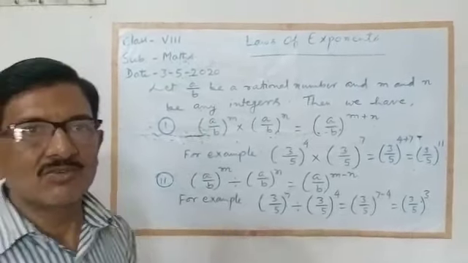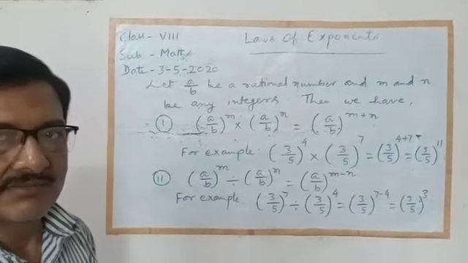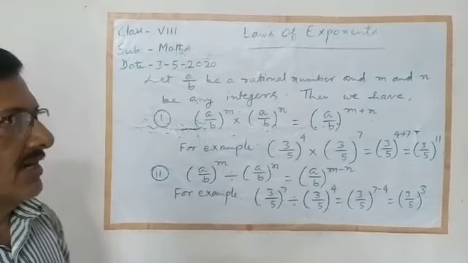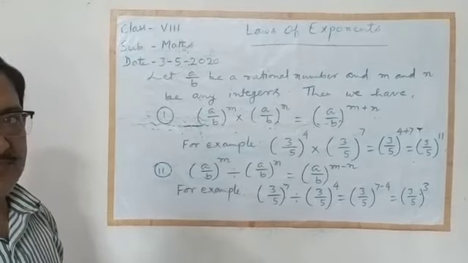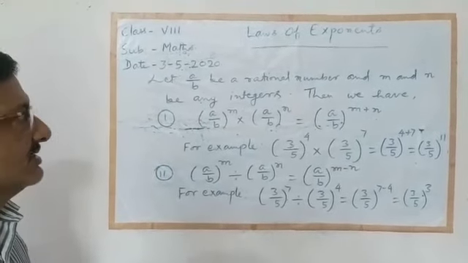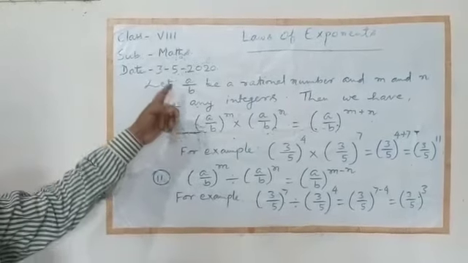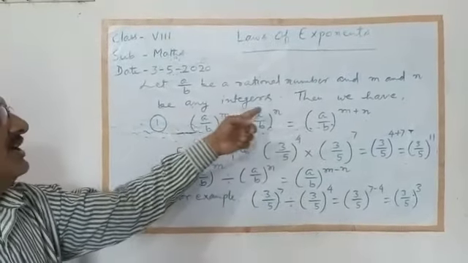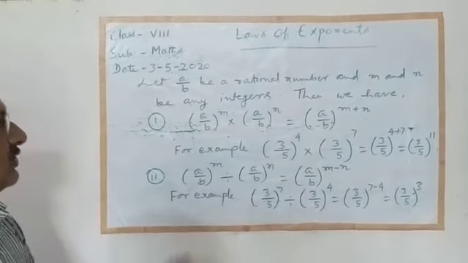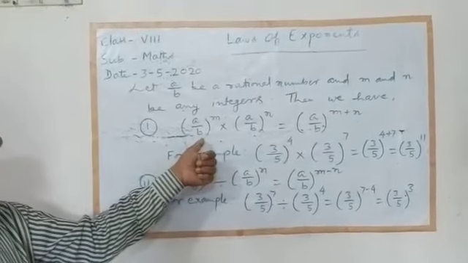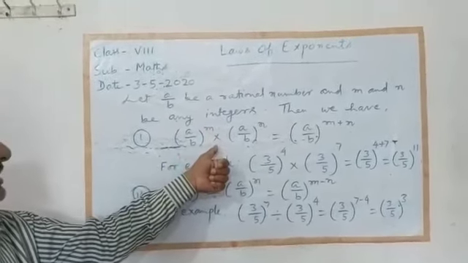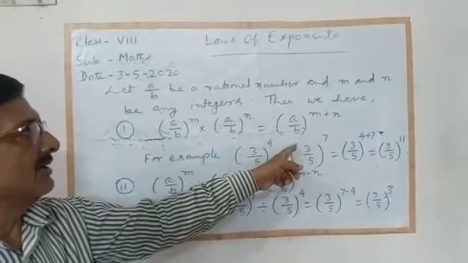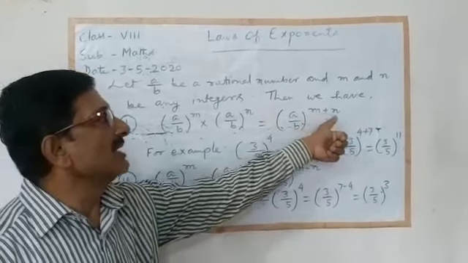Now we will discuss the laws of exponents. In this part we will discuss exponents of a rational number, exponents of different rational numbers. Here I am taking a by b as a rational number, and m and n are any two integers. Then the first rule is (a/b)^m multiplied by (a/b)^n. That will give you (a/b)^(m+n).